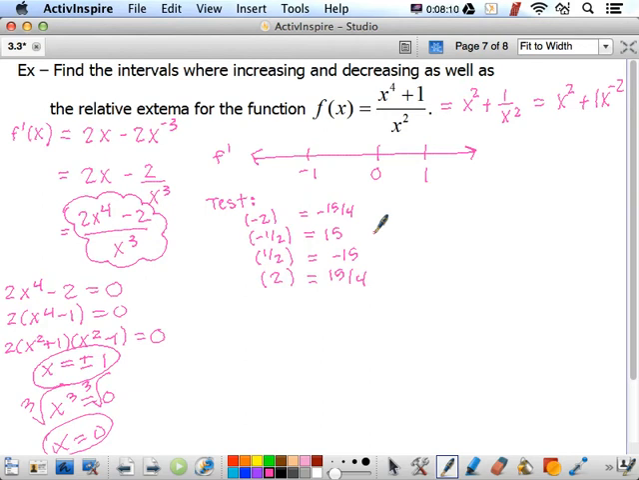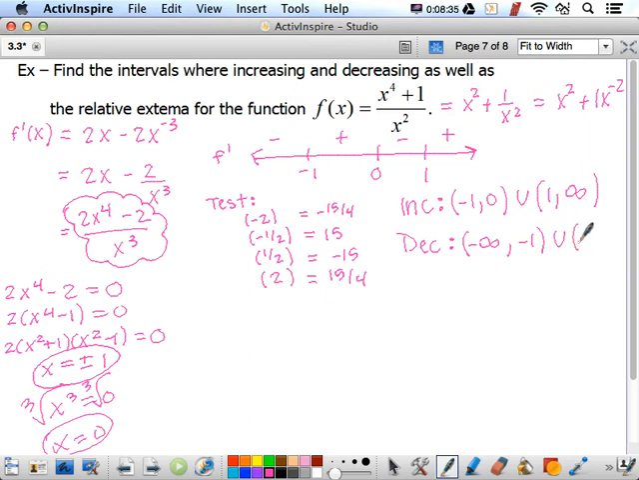All right, let's see. So this is negative, this is positive, this is negative, and this is positive. So where am I increasing? From negative 1 to 0 and from 1 to positive infinity. And we are decreasing from negative infinity to negative 1. Great. And 0 to 1. Perfect. And if I have relative extrema, it looks like this would be a relative minimum. This would be a relative maximum, right? And this would be a relative minimum.